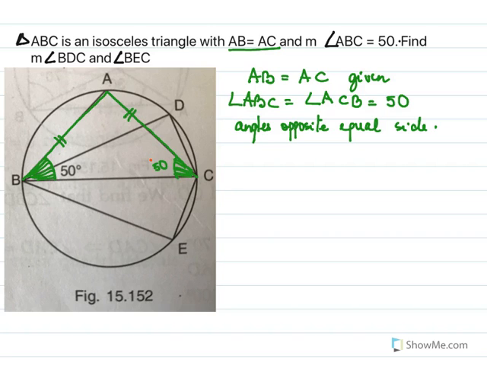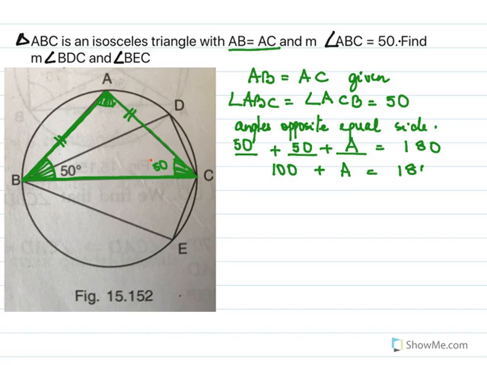Next we will take the triangle ABC. Now if you look at the triangle ABC, two angles are given. The third angle we need to find. So we have angle 1 plus angle 2 plus angle 3 equal to 180, which means 50, 50, and this angle A equal to 180. So we have 100 plus A equal to 180, and your A will be 100. So we got angle A as 100.